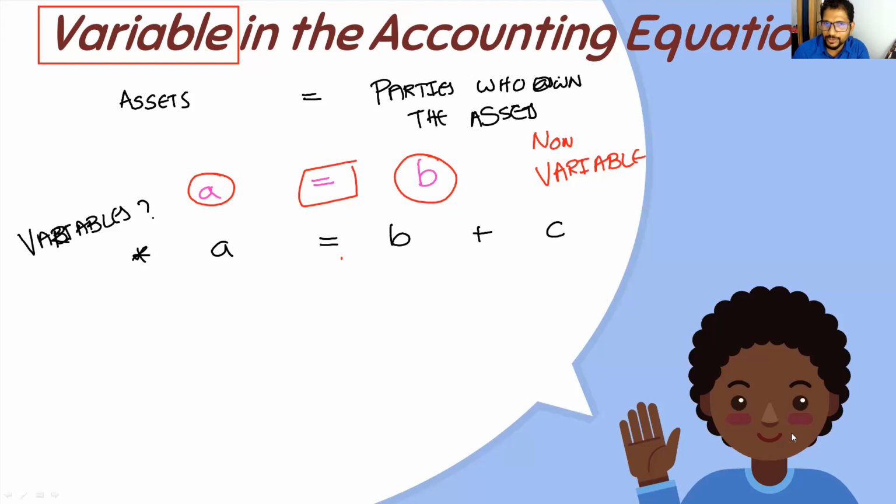Very good. You can change the value of A, the value of B, and also the value of C. There are no restrictions. Then I have a question. In the second equation, what are the non-variables? That is correct. In this one, what are the non-variables?